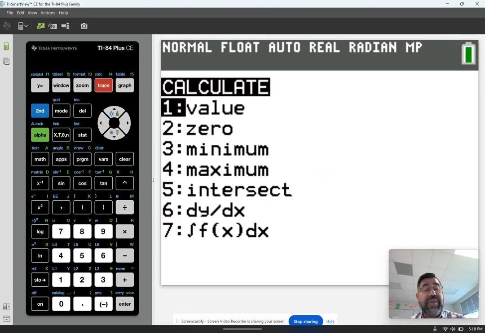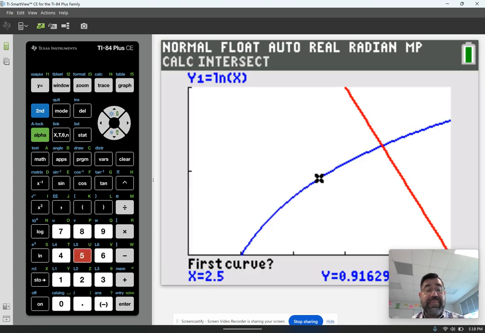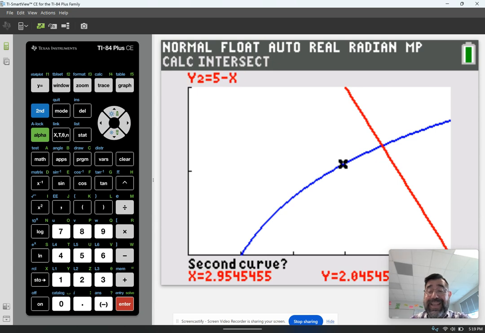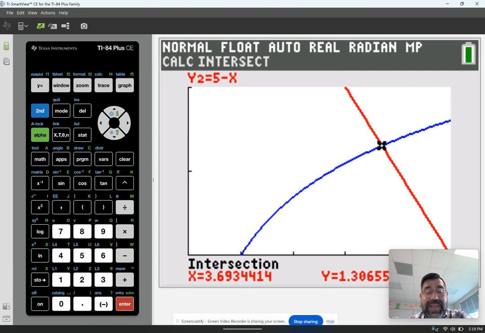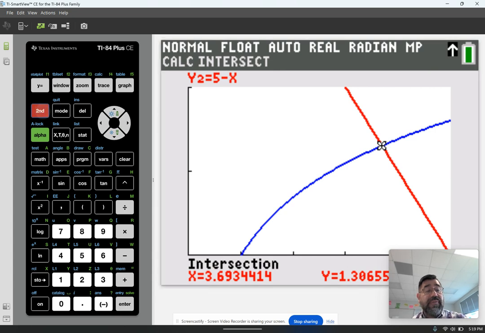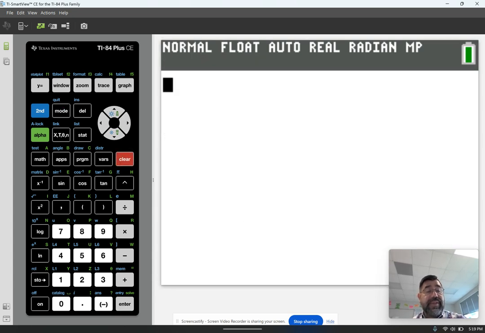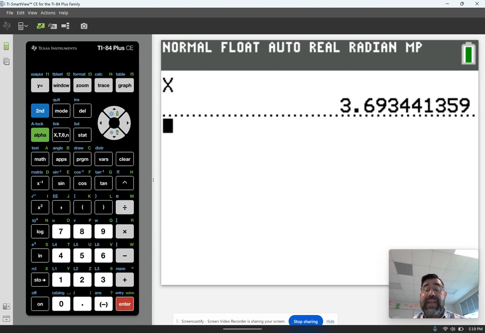So second trace, do the intersection, option number 5. You can get closer if you'd like, or you can just start pressing enter, because it looks like in this window there's only one intersection point. And when I press enter, I get my intersection point, 3.6934. If you want, you can clear everything in the home screen and bring it back as an X value. You can even store it, except I don't need to store it because I don't need to figure out the answer. They just wanted me to set it up.